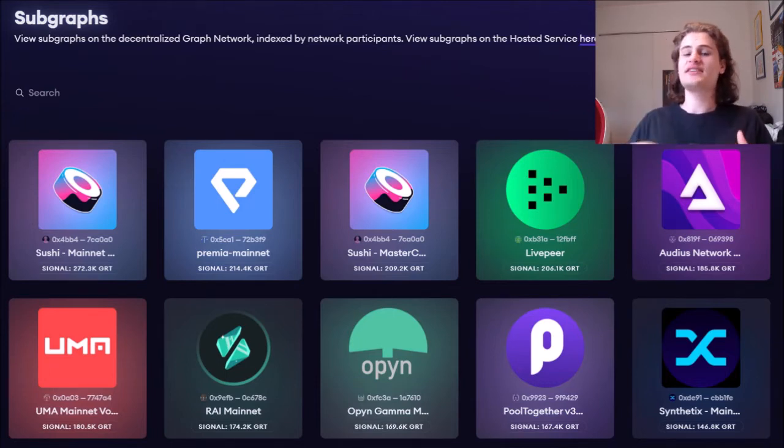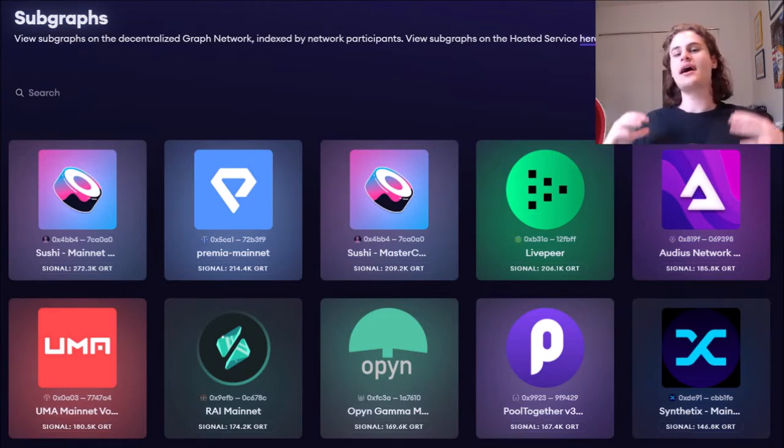Now, the graph has a very simple value proposition. Essentially, the way the graph works is individuals all around the world index subgraphs. These subgraphs contain a bunch of different data and decentralized applications, and consumers will draw from this data. So they'll go onto the subgraphs and use them. Now, every time someone checks out one of these subgraphs, a query is made and money is paid to the person who made the subgraph.